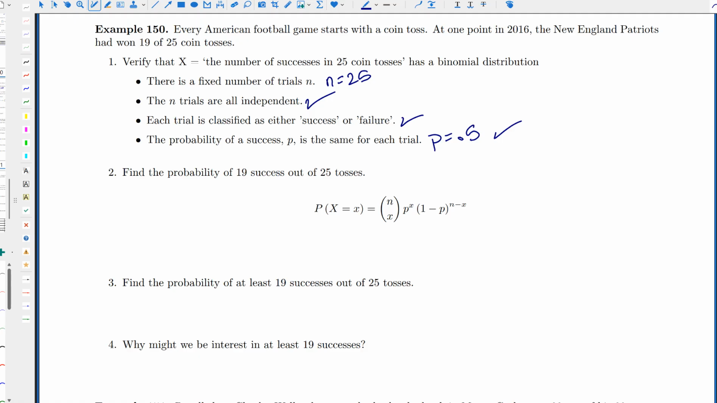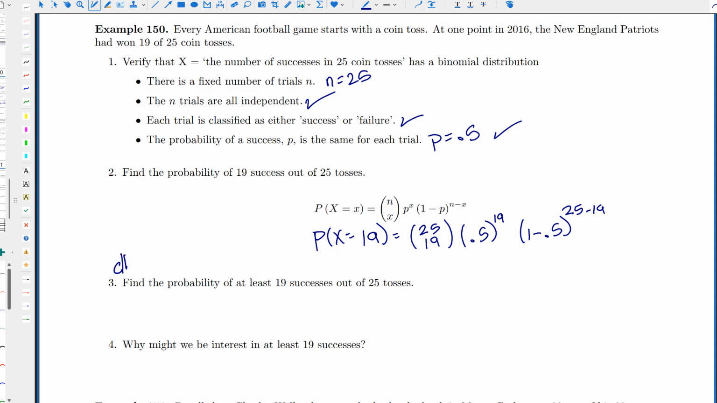Now let's find the probability of 19 successes out of 25 tosses. So the probability that X equals a specific value is this formula. The probability that X equals 19, we want 19 successes, is going to be this binomial coefficient: 25 choose 19 times the probability of 0.5 raised to the power of x, which is 19 successes, then the probability of failure, which is 1 minus 0.5, raised to the power of 25 minus 19, because we need that many failures. Okay. Now, let's actually go to R and put it all into R instead of doing it by hand.